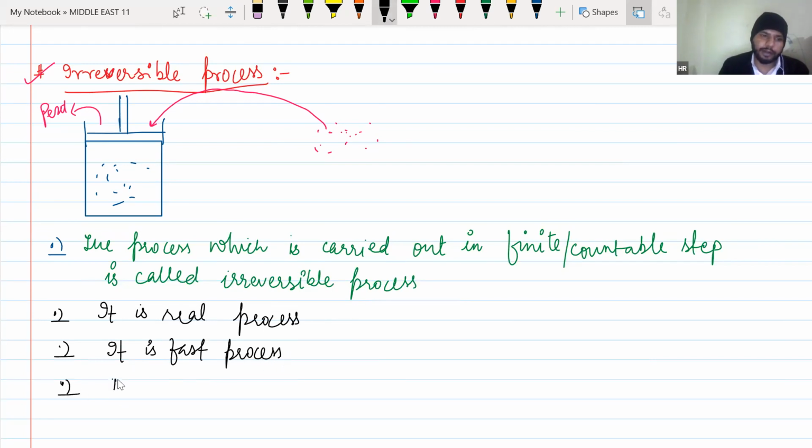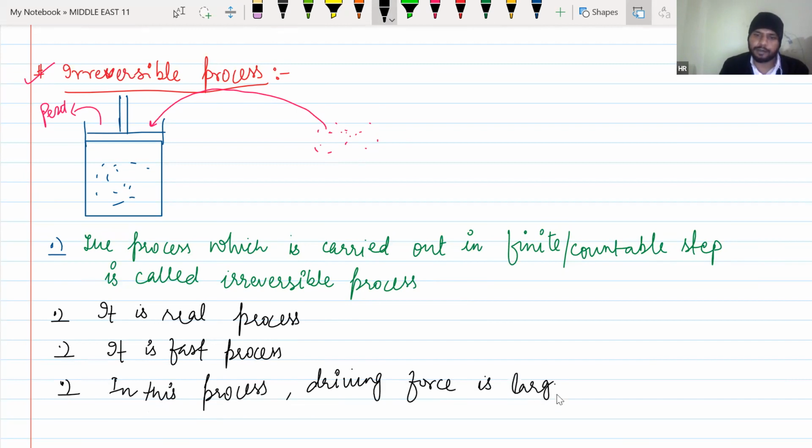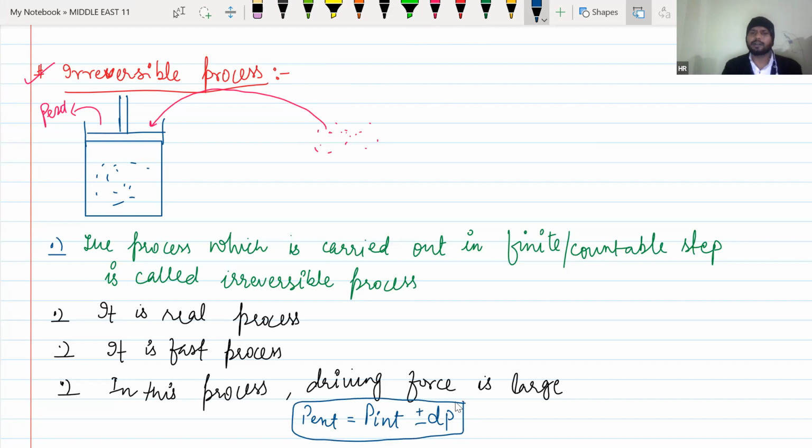Another point we can write, in this process, driving force is large. That means P external equals P internal plus minus dP. That is, dP means change in pressure, and it is very large, so we won't neglect it. Write it.